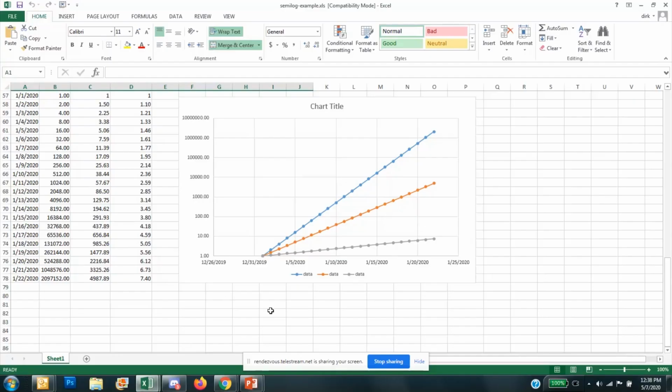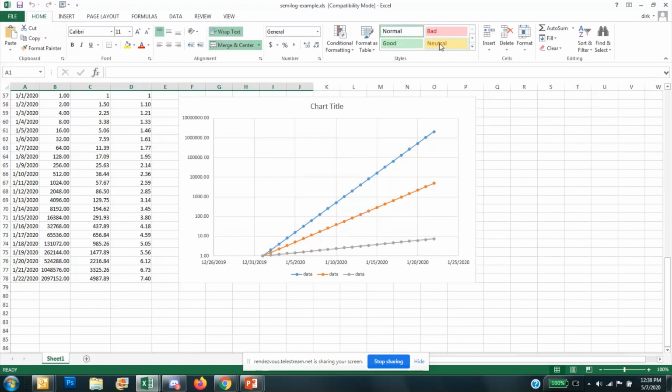I'm going to go to a screen share here, and we are going to look at a semilog chart in a couple different ways. Let me just go to my screen share. Okay. So what you're looking at here is just three straight lines. This is fictitious data. This would represent a couple different rates of growth plotted on a semilog chart.